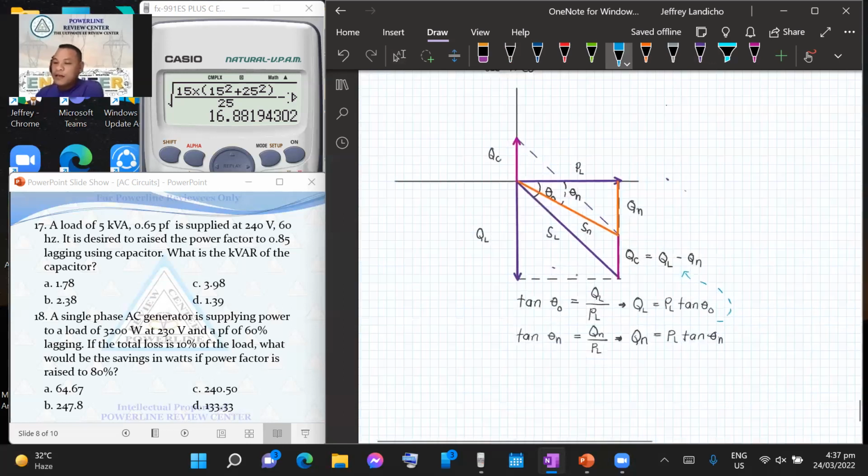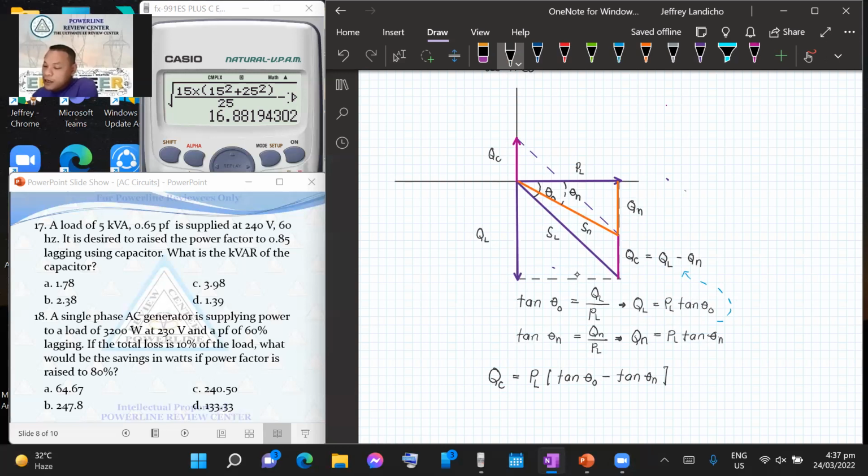So anong makikita natin? So in this case, the size of a capacitor bank needed to improve the power factor, Q sub C, is the real power consumed by the load multiplied by the tangent of the original power factor minus the tangent of the new power factor. So yan na agad yung ating reactive power.